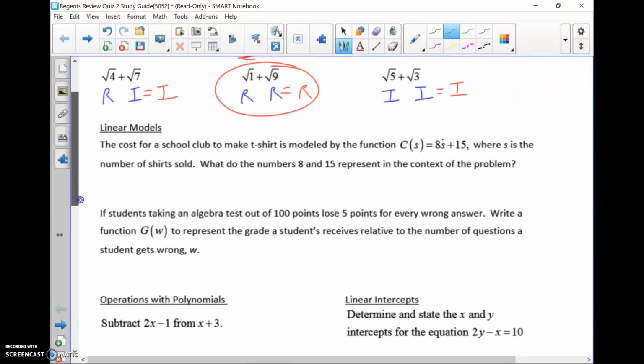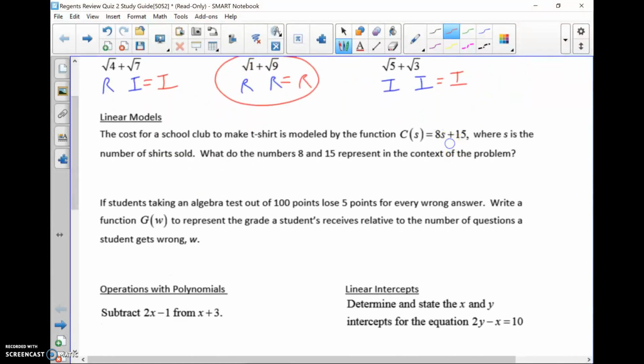Linear modeling. Now for these, we want to remember y equals mx plus b. And you want to remember that your slope, your m, is your rate of change, how the function is changing. Our b, the y-intercept, is our initial value, or where we start the function.